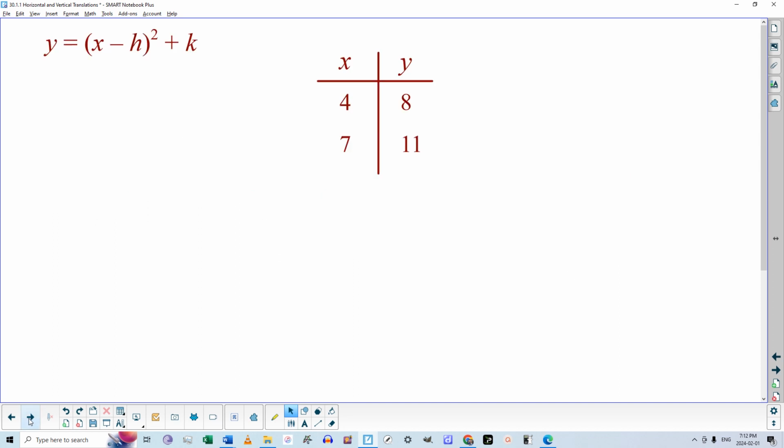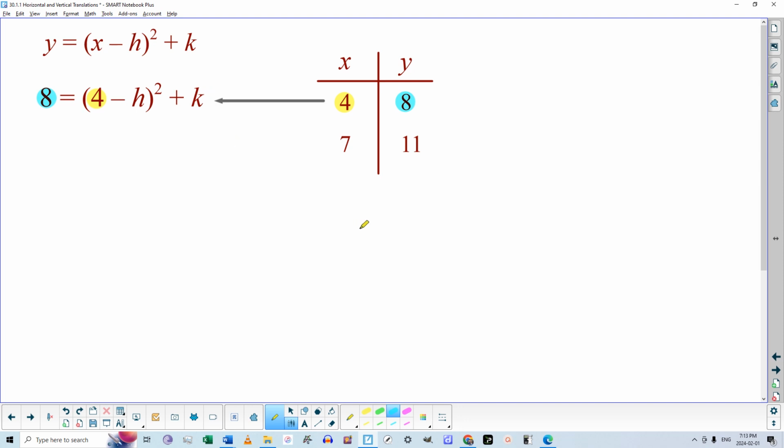So what are we going to do with that information? Well, we're going to take this (4, 8), and we're going to feed it into the function, and that's going to give us 8 equals 4 minus h quantity squared plus k. All I have done here is I've taken this number and put it in for x, and I've taken this number and put it in for y. And this equation has to be true, because the graph passes through (4, 8).